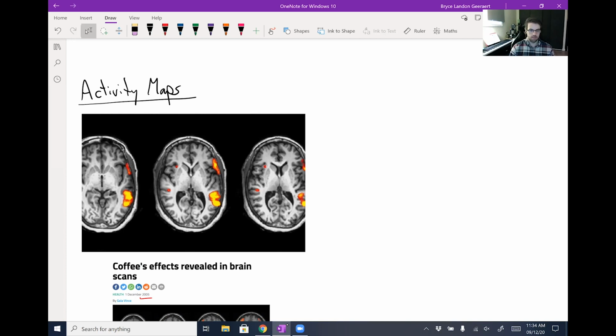This picture that I just pulled off of Google looks to be a language task, assuming that brighter hemisphere is the left hemisphere. And you can see there's regions of the brain that are highlighted with this heat map. And the way that we get these is, again, the subtraction method to get these activity maps.